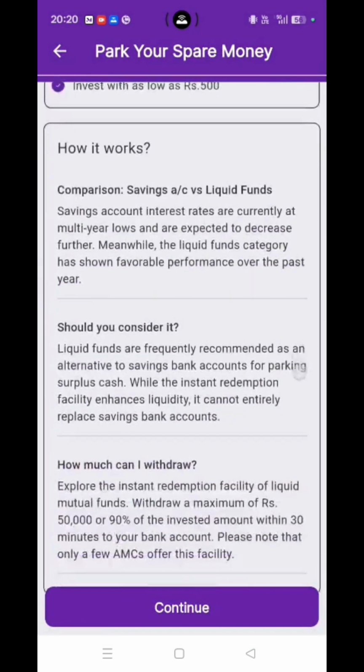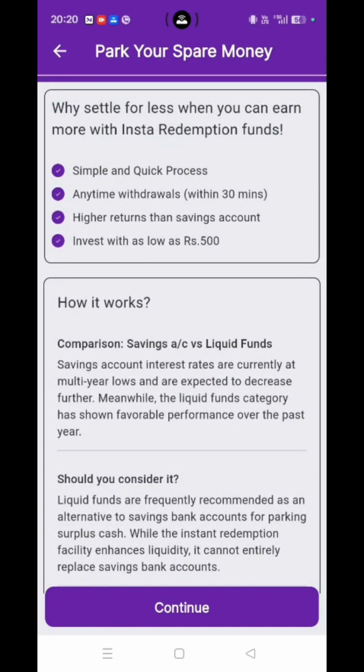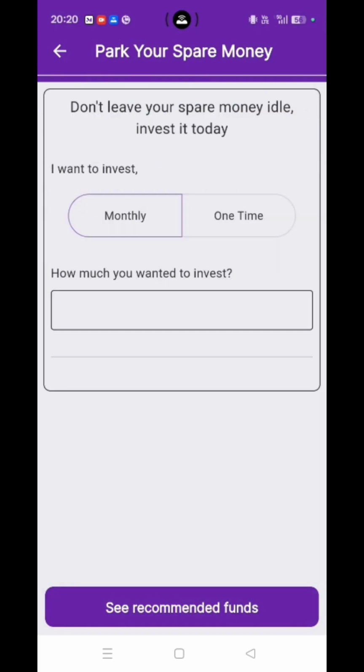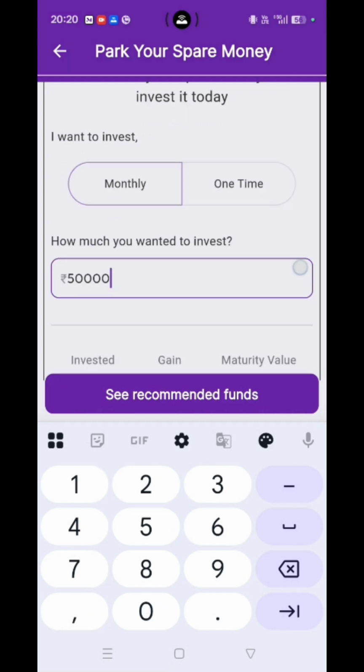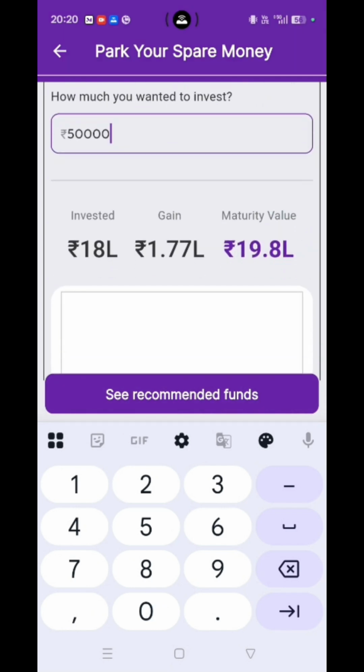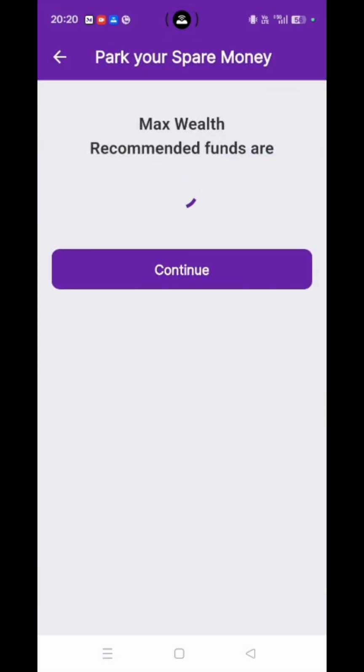In Park Your Spare Money, we have a knowledge section where it displays what exactly this goal does, along with how much we want to invest either monthly or one time, showing us the invested, gain, and maturity value amount and recommended funds in order to achieve this goal.